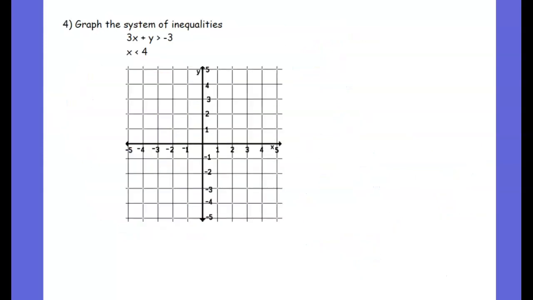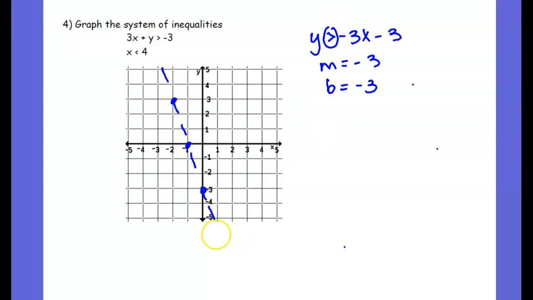All right, so I want you to pause the video here and try this one. Then come back. Put it into slope-intercept form. You get your slope, you get your y-intercept. You start at your y-intercept, you graph the slope of negative 3, so you're going to go up 3 and to the left one. It is going to be a dashed line. You check the point 0, 0.